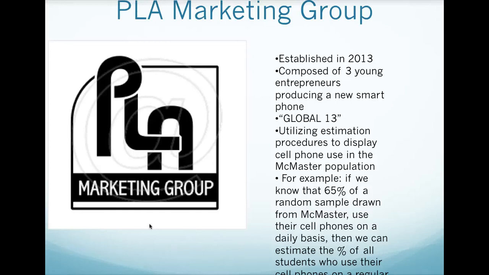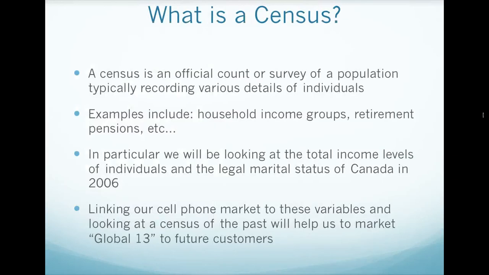We're using this phone to utilize estimation procedures to display cell phone use in the McMaster population. For example, if we know that 65% of a random sample drawn from McMaster use their cell phones on a daily basis, then we can estimate the percentage of all the students who use their cell phones on a regular basis. So, what is a census?